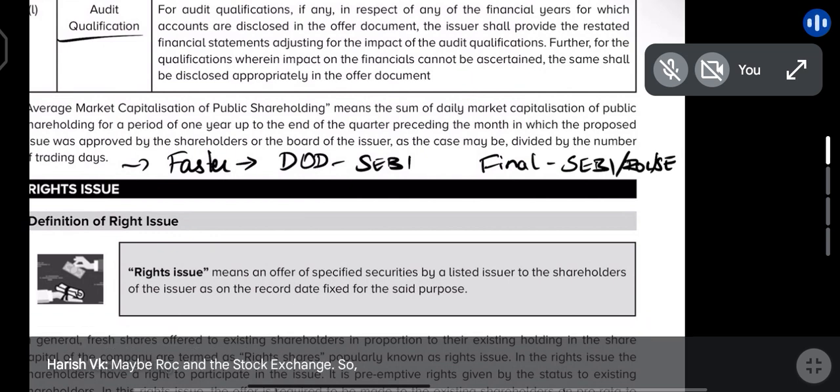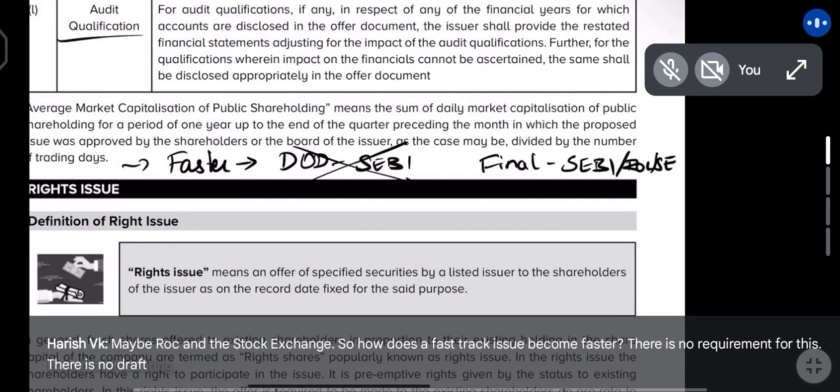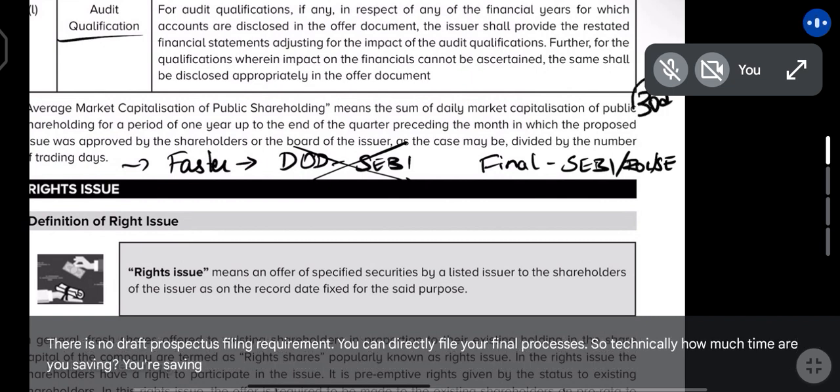So how does a fast track issue become faster? There is no requirement for this. There is no draft prospectus filing requirement. You can directly file your final prospectus. So technically, how much time are you saving? You're saving 30 days. That's all.